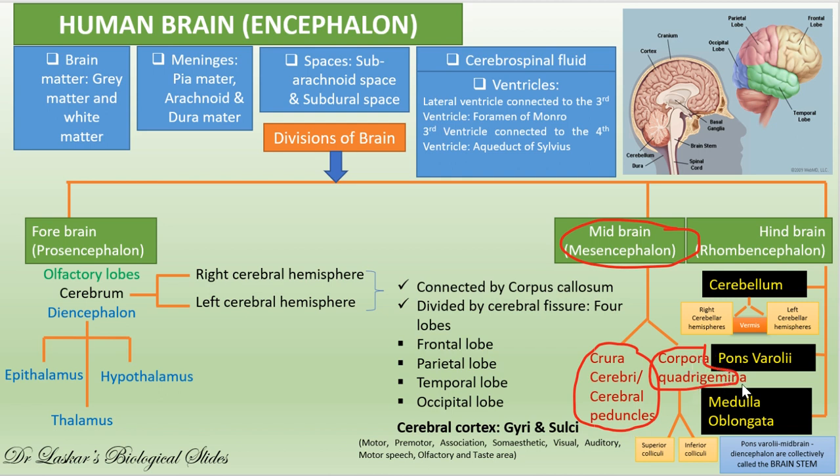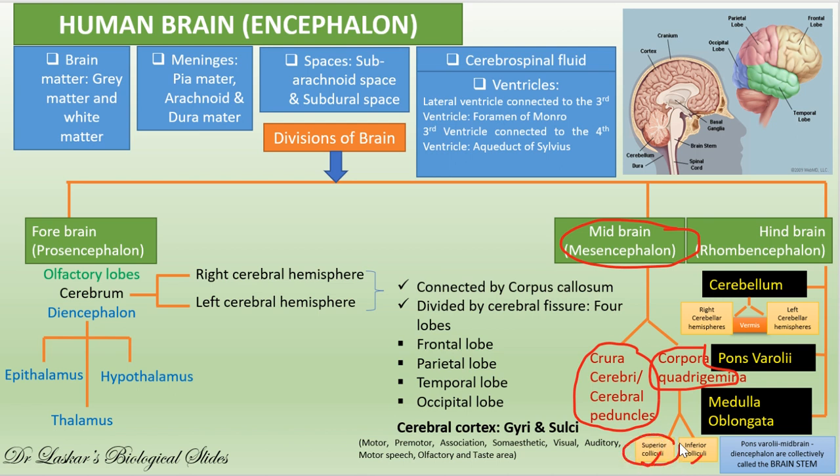Now corpora quadrigemina, these are two pairs of solid rounded swellings termed as superior colliculi and inferior colliculi. The superior and inferior colliculi of each side are termed as corpora bigemina, and of both the sides corpora quadrigemina.